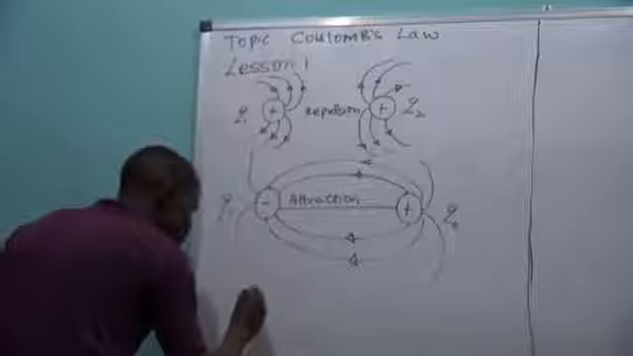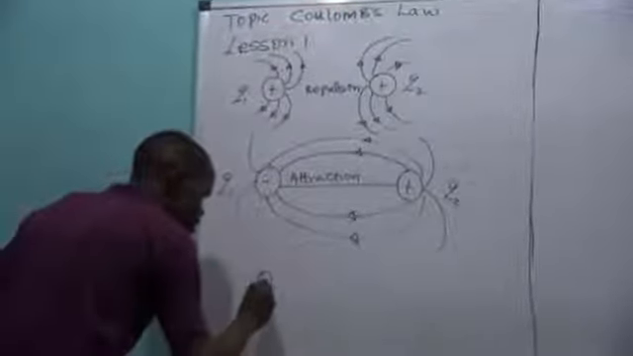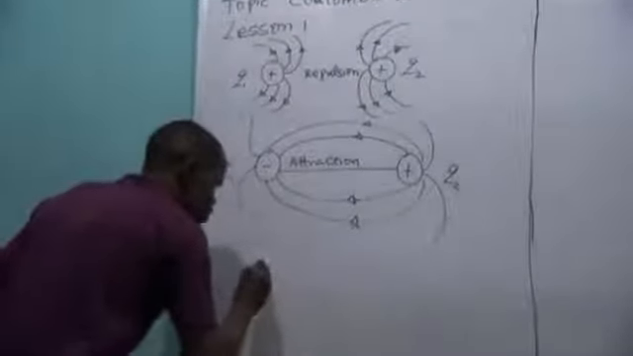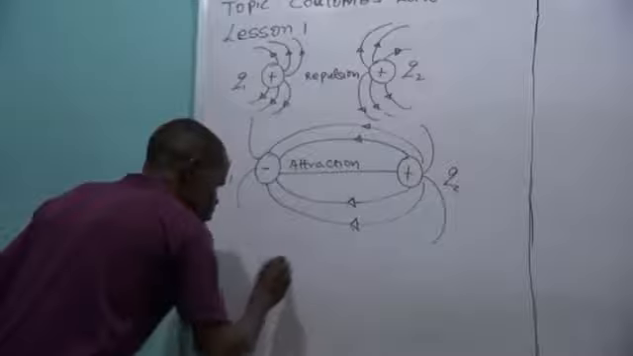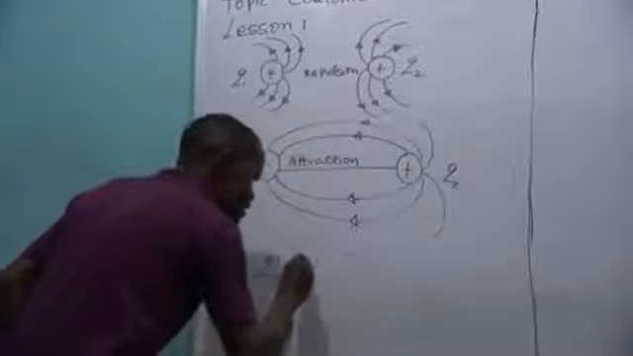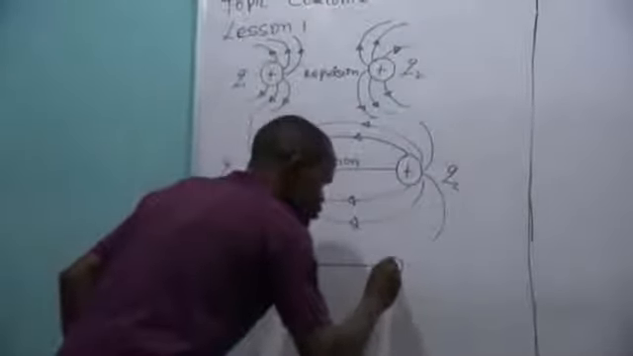And if I have Q1 here, and this one, Q2, which is what?